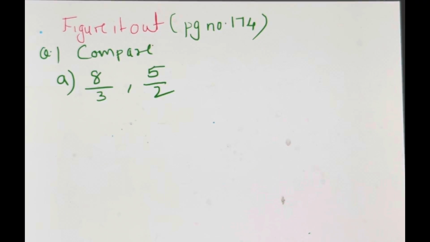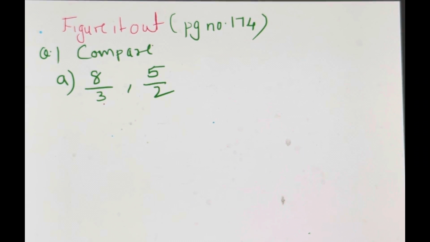So question number 1 is compare 8 upon 3 and 5 upon 2. We need to compare which is greater. Now, I'll teach you some tricks where you need not find out the common multiple, or you can directly find out the common multiple by following some steps or having some idea about the denominator.